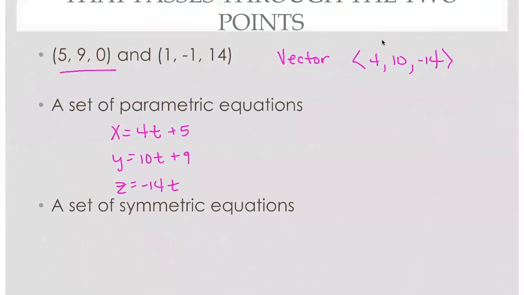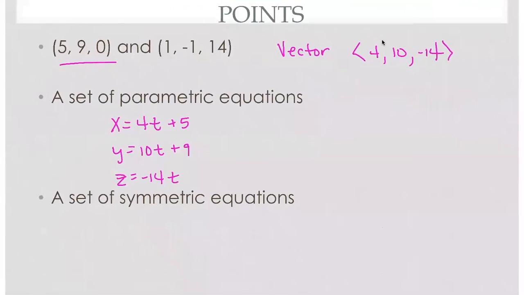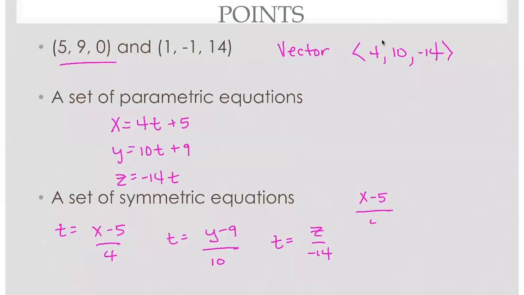To find our symmetric equations, again, the process is still the same. We're going to solve for t. So we would have t equals x minus 5 over 4. t equals y minus 9 over 10. And t equals z over negative 14. So for our symmetric equations, we're just going to set those equal to each other. We'd have x minus 5 over 4 equals y minus 9 over 10 equals z over negative 14.